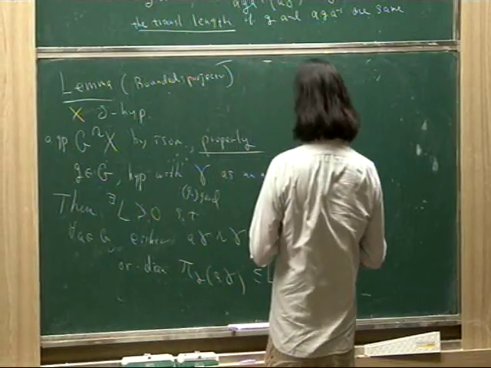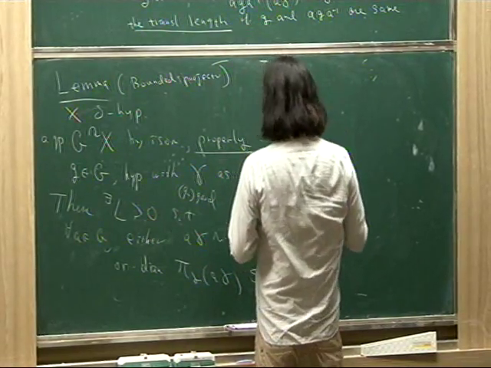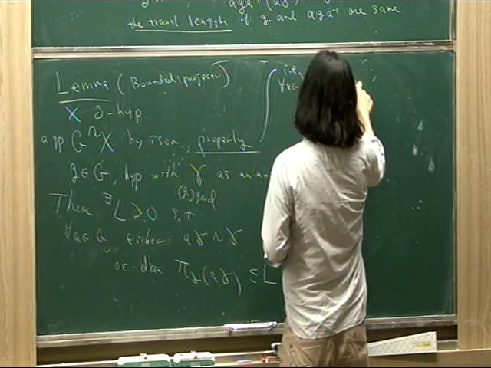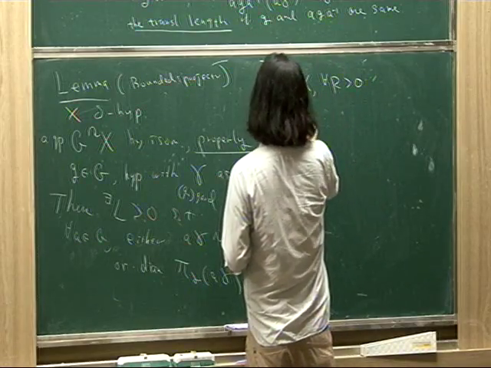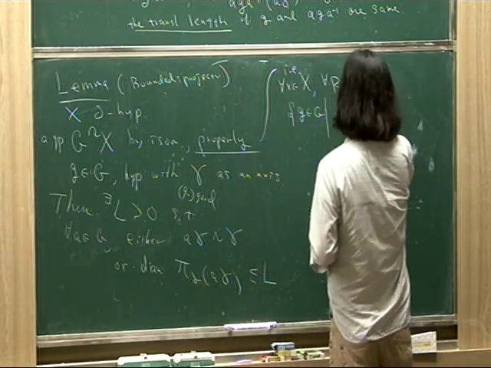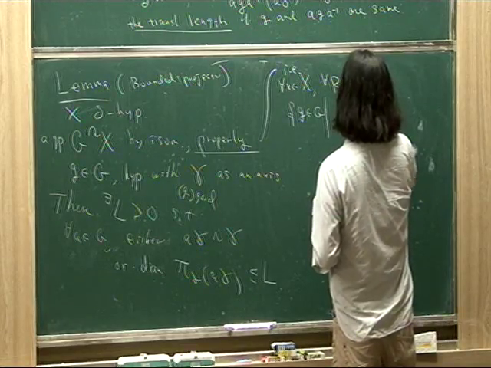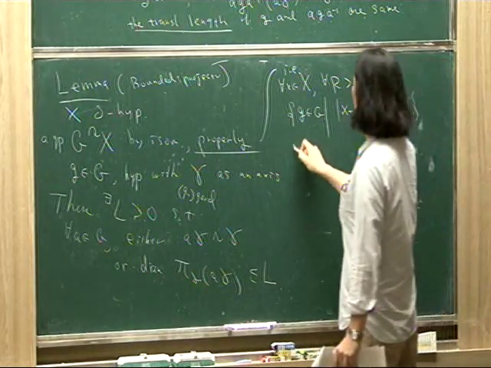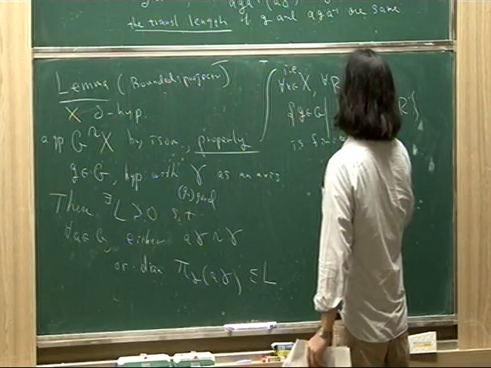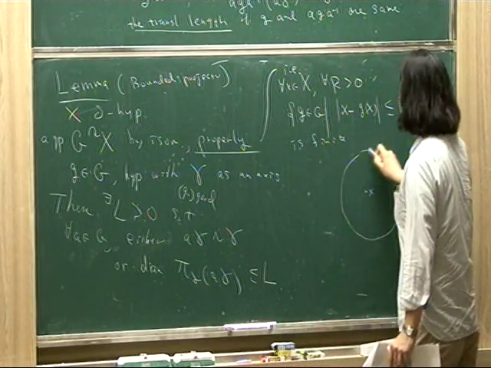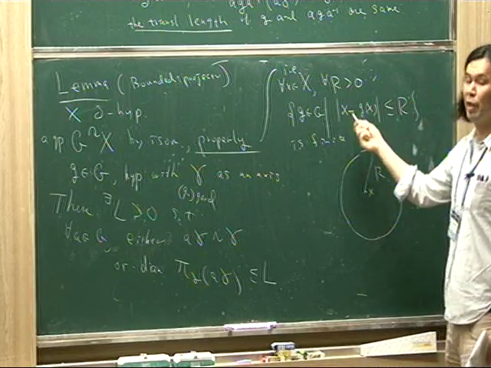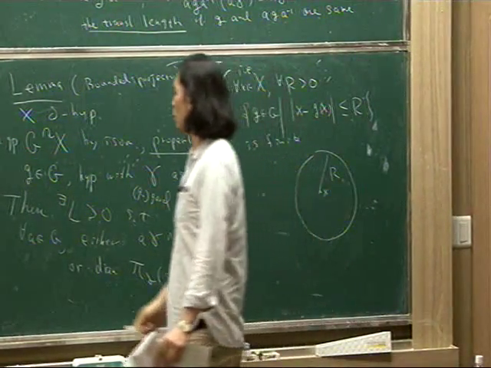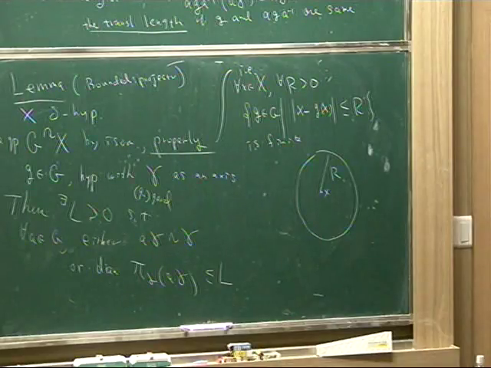So properly, the definition is: for any point x and any number r, the set of g which maps x to gx whose distance from x is at most r is finite. This is the definition. So you have x, and you have a metric ball of radius r, and there are only finitely many elements which map x into this ball. For example, this was a proper action.